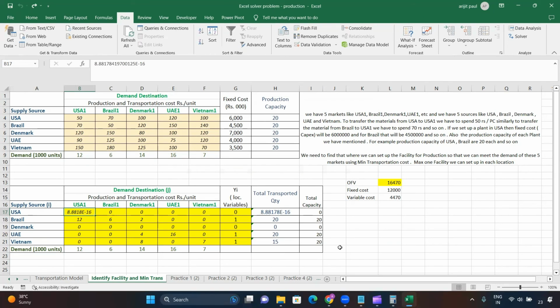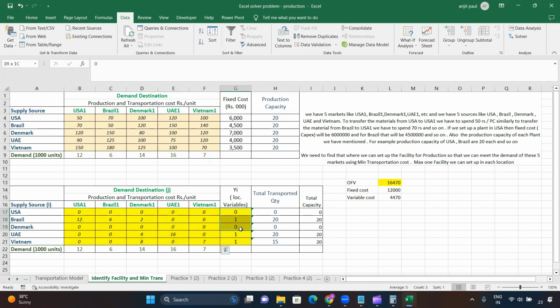Okay, so we got our result. And ignore this one. This is to the power minus 60, so you can consider it as 0 only. So manually, I'm just changing it to 0. Okay. So here you can see we have fulfilled all the demand of these 5 markets. What are those demands? 12, 6, 14, 16, and 17. So we have fulfilled all the demands. This is the quantity that we are going to transport.